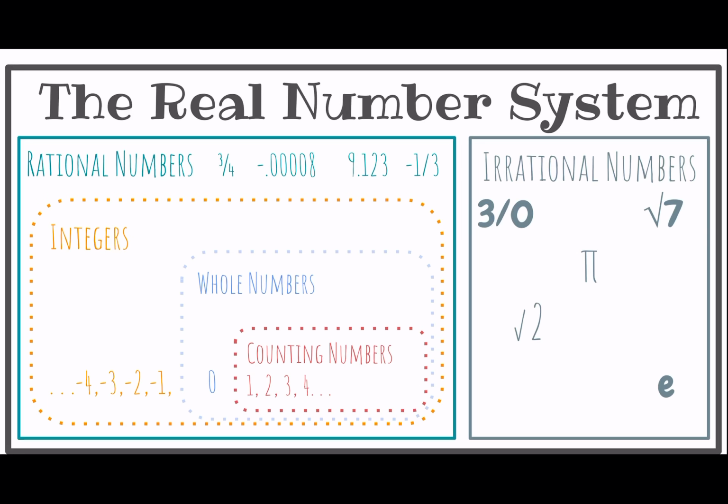So irrational numbers. And then finally, when you put all of this stuff together, that's the real number system. So irrational numbers are real. Rational numbers are real. Integers are real. They're all real.